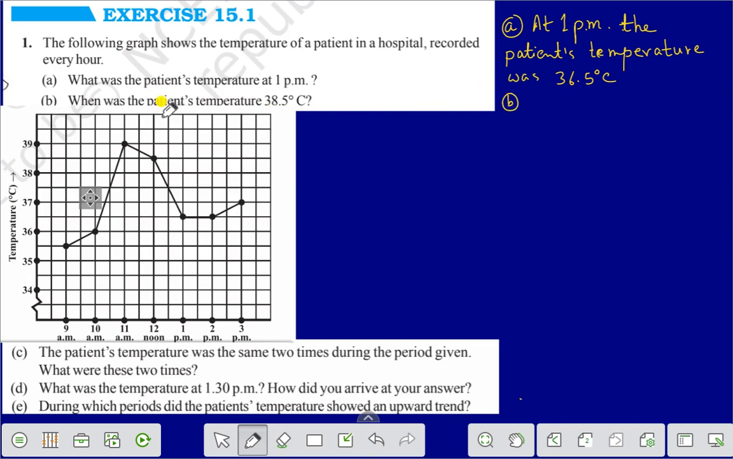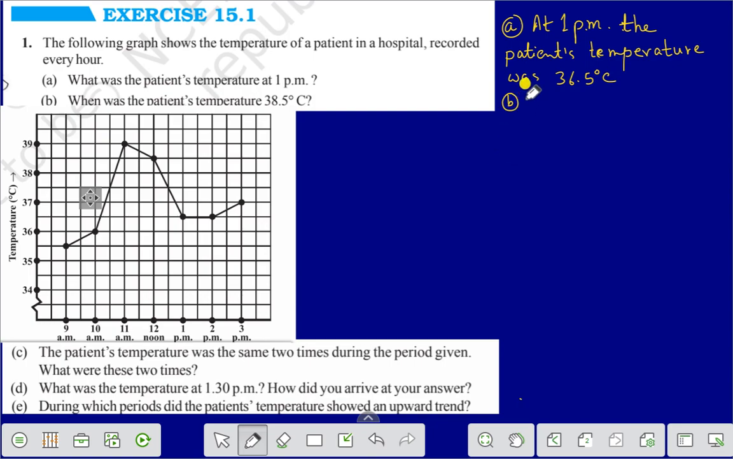What is question number B? When was the patient's temperature 38.5? Here this is 37, this is 38. 38.5 means this one, this point. And the time you see here is 12 noon, right? Therefore the patient's temperature was 38.5 degrees C at 12 noon.